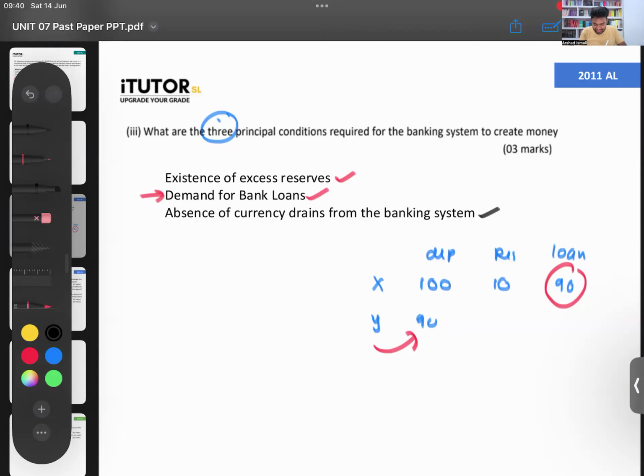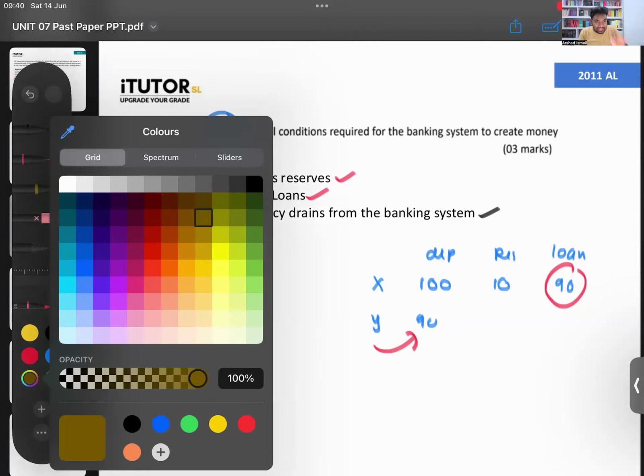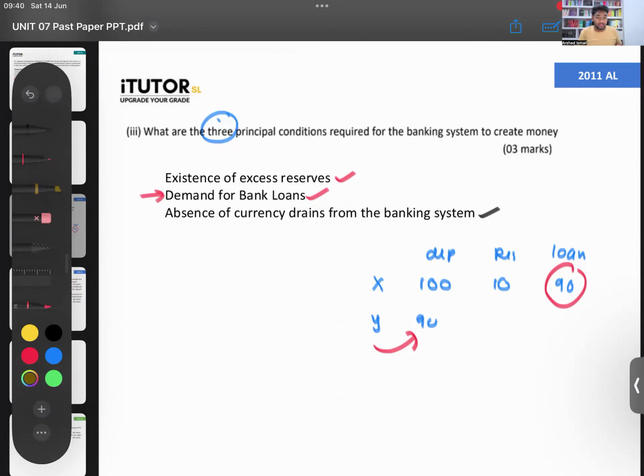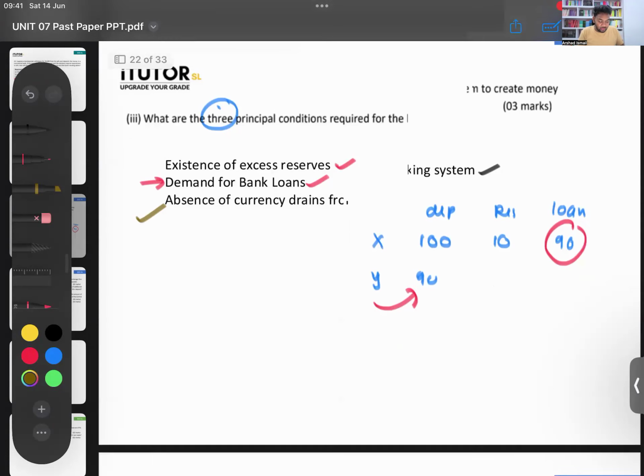So if these 3 conditions are met, then there would be credit creation. Banks have to have excess reserves. People should be willing to borrow, there should be a demand for loans. And whoever borrows should be putting that money back, which means there should not be any currency drains. So if those 3 are met, then commercial banks can create credit. Those are the 3 main conditions, not anything else. You might have given some other points, but make sure you write these 3. Okay, done. Then we go to the next one.